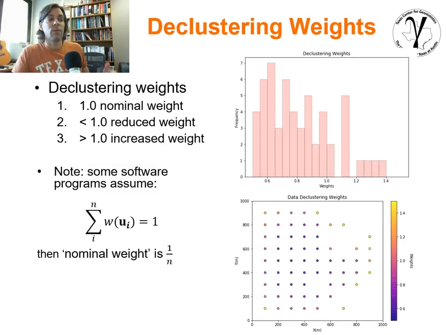So if we have a weight of 1, you've got nominal weight, no correction. A weight of less than 1 is reduced weight; the data was too clustered. Greater than 1 means increased weight; it means it was in a sparse area.